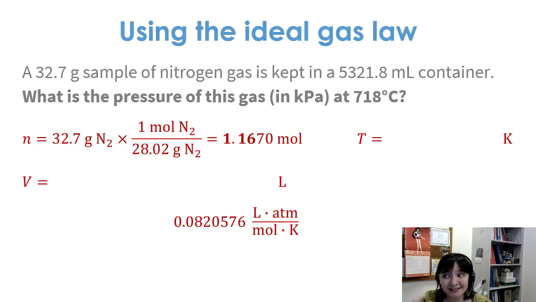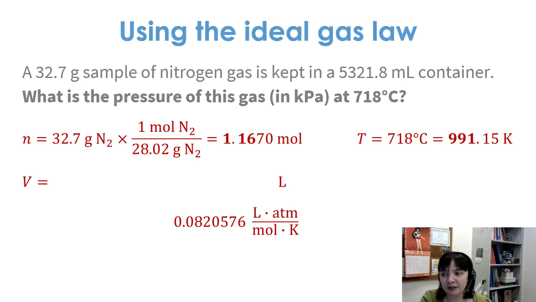Moving through our list here, we want our temperature in units of Kelvin. We're given a temperature in Celsius, so 718 degrees C. If we just add 273.15 to that, that gives us our same temperature but in Kelvin. So my temperature here should instead be 991.15 Kelvin. That's what we're going to use in our equation.